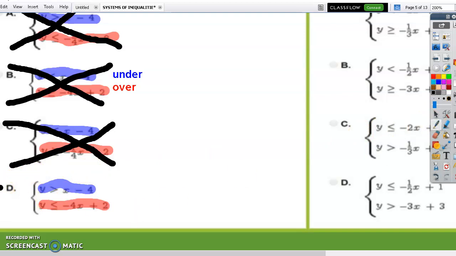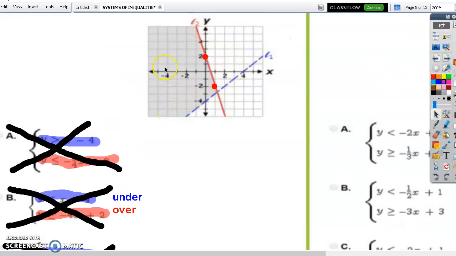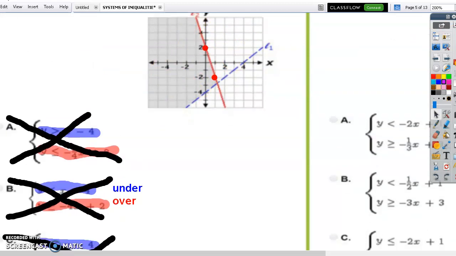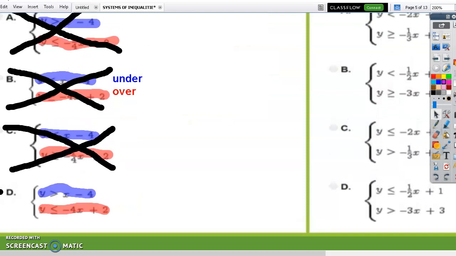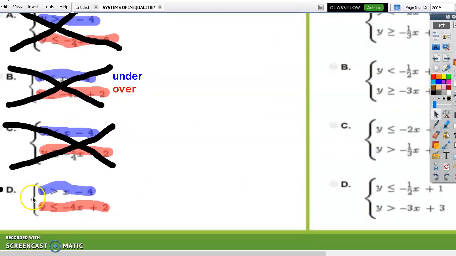With that being said, let's just check it out really quickly. For our blue line, the shading is greater than, so you should be shading above your hand, which is true, this is above. And for our red line, it's less than or equal to, so you're shading below the red line. If you put your right hand over the red line, all this shading is underneath it. All right, so we were correct with D as our choice. The next question is very similar.